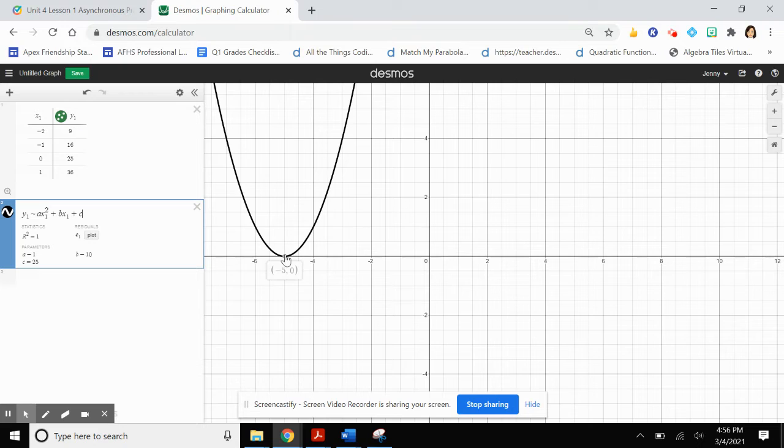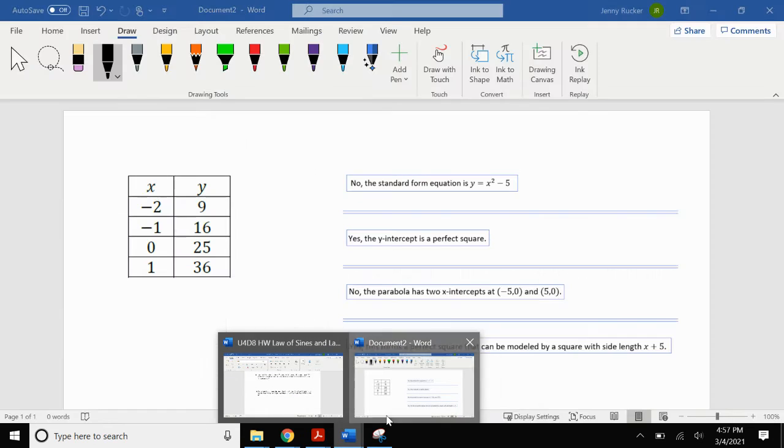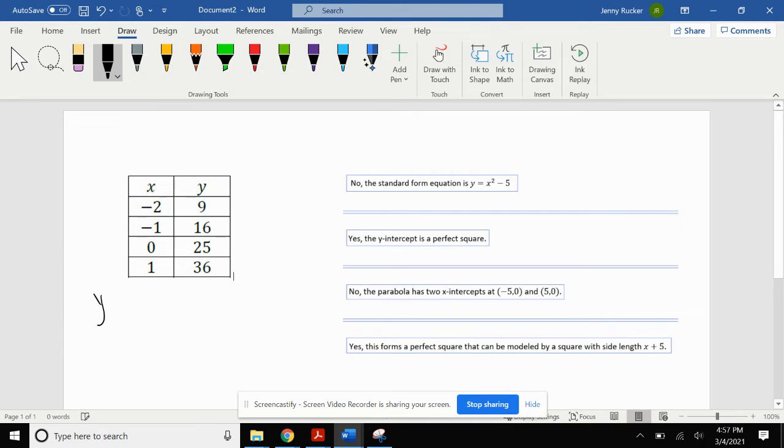Notice in our graph, our parabola is sitting right here on the x-axis. That is indicative of a perfect square. So A is 1, B is 10, and C is 25. Let's go ahead and record that equation. That is y equals A was 1, so x squared, B was 10, so plus 10x, and C was 25, so plus 25.